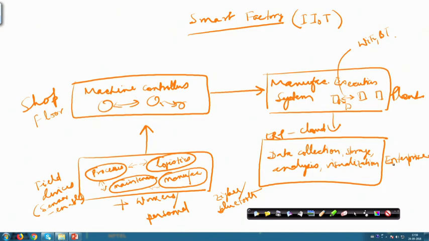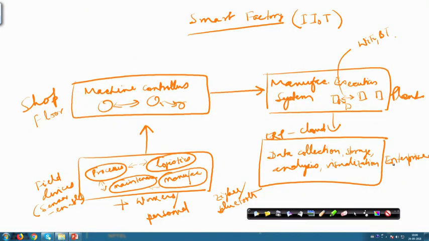So, in a smart factory, all of these things are going to be interconnected: these different devices throwing in a lot of data being processed in the shop floor, different controllers, connectivity between them, again sending the data to the manufacturing execution system at the plant level, and then at the cloud level, the ERP and cloud together could be used for data collection, storage, analysis and visualization. This is holistically how a smart factory looks like. So, this is the high level block diagram of how these operations go on in a smart factory.